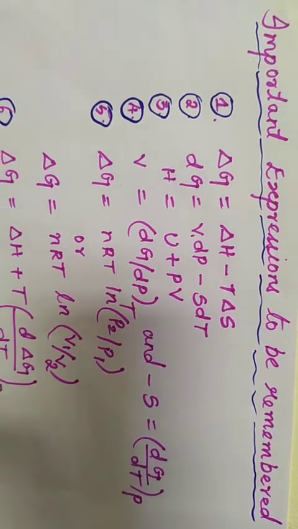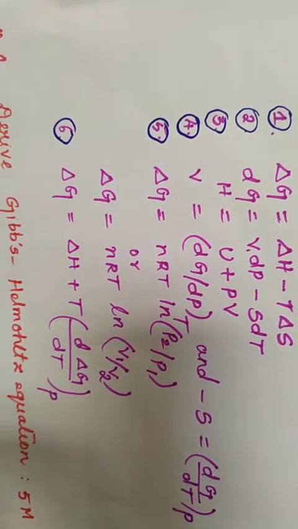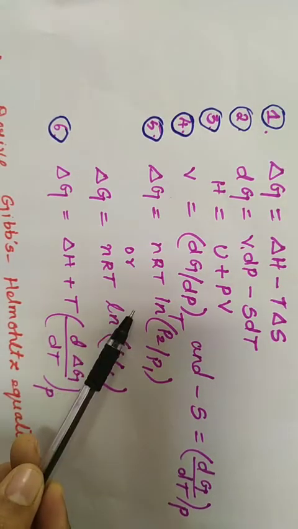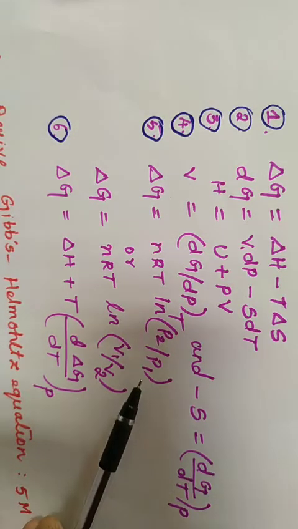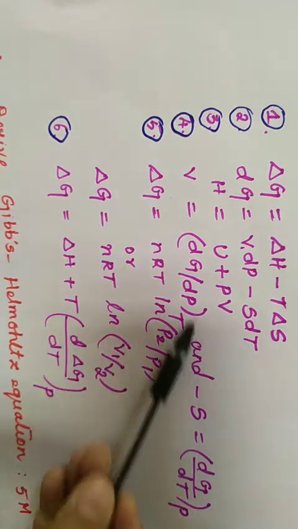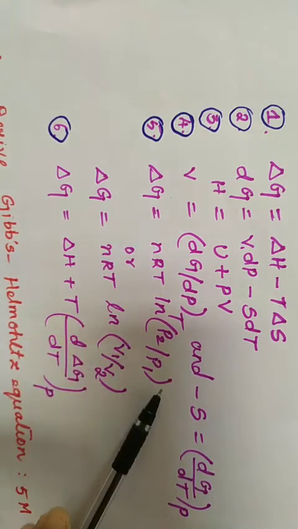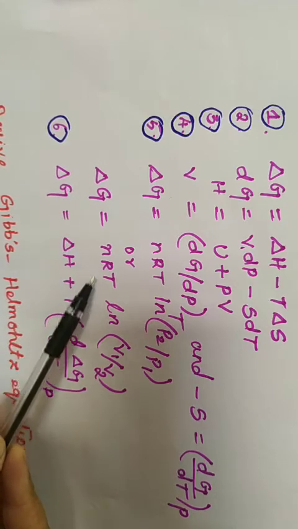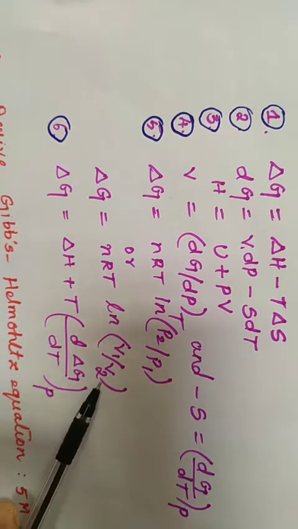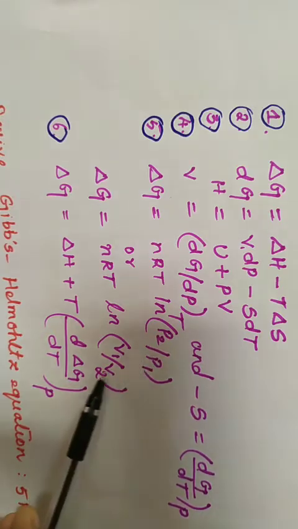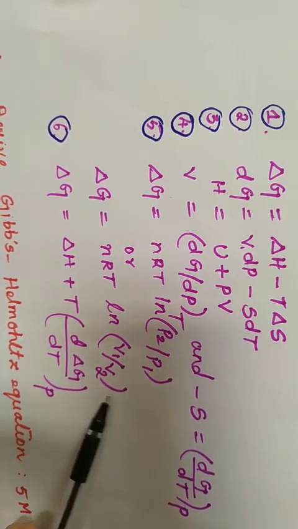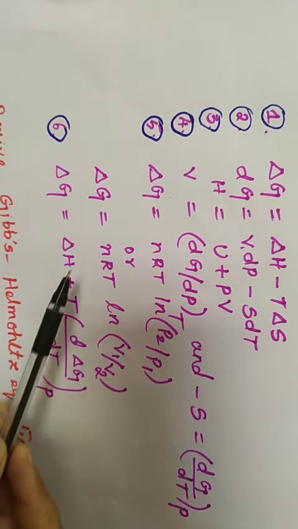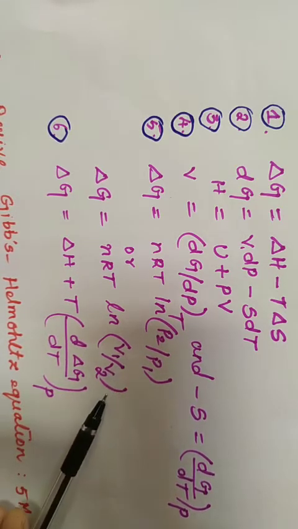And the free energy is also represented using equation number 5, delta G is equal to nRT natural log P2 by P1. This is another form of the free energy. Free energy also depends on the pressure here. Or we can write delta G is equal to nRT natural log V1 by V2. Since pressure and volume are inversely proportional to each other, if it is pressure, we write P2 by P1, and if it is volume, we write V1 by V2.